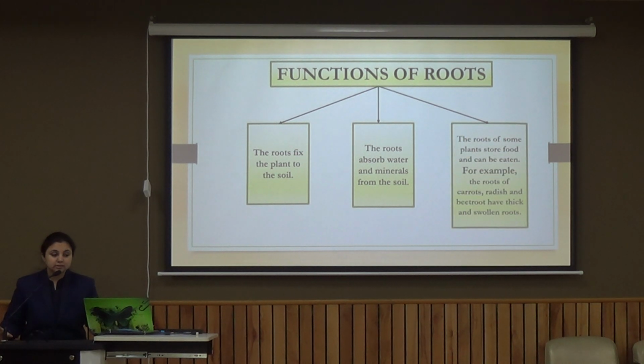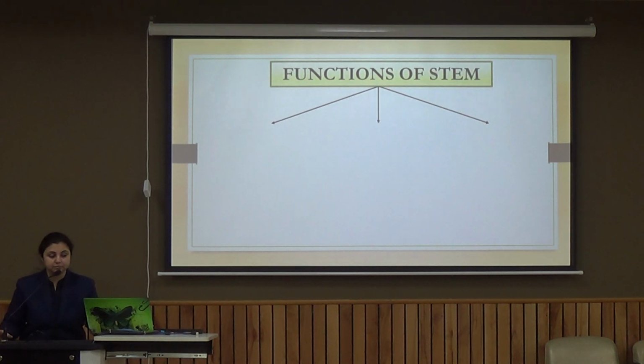The third function of root is that some roots store food which can be eaten. Some examples of this are carrots, radish, beetroot. They have swollen roots. Functions of stem.